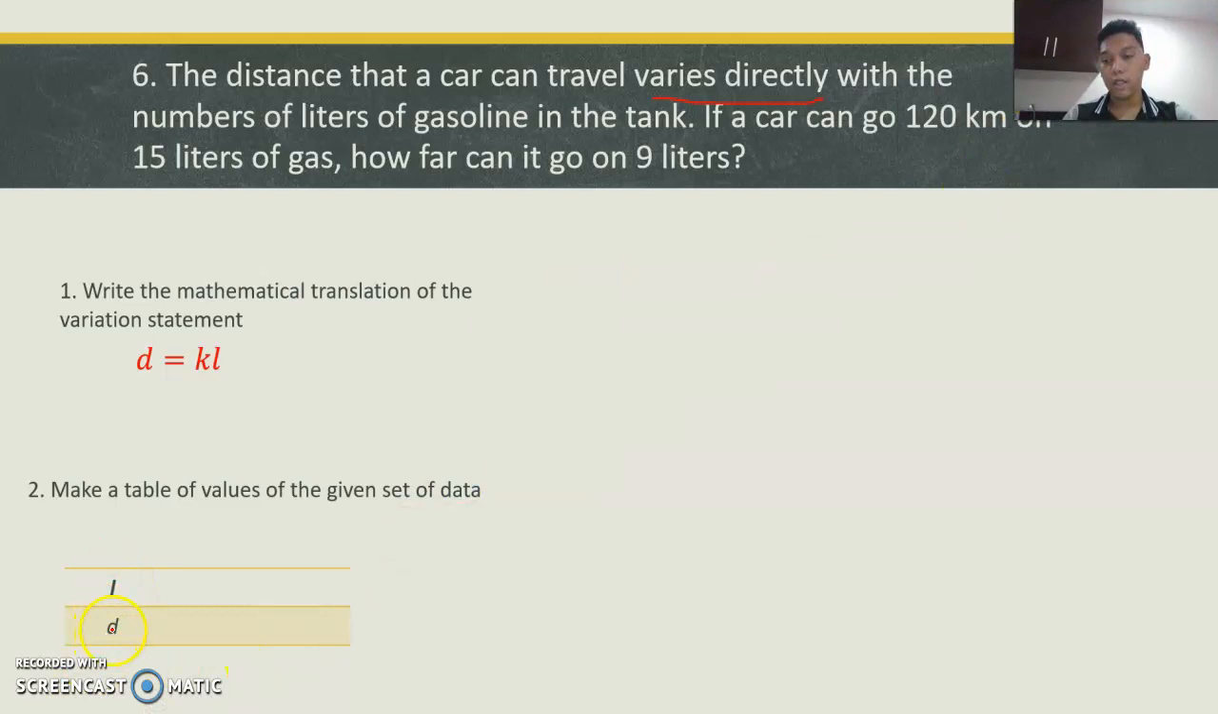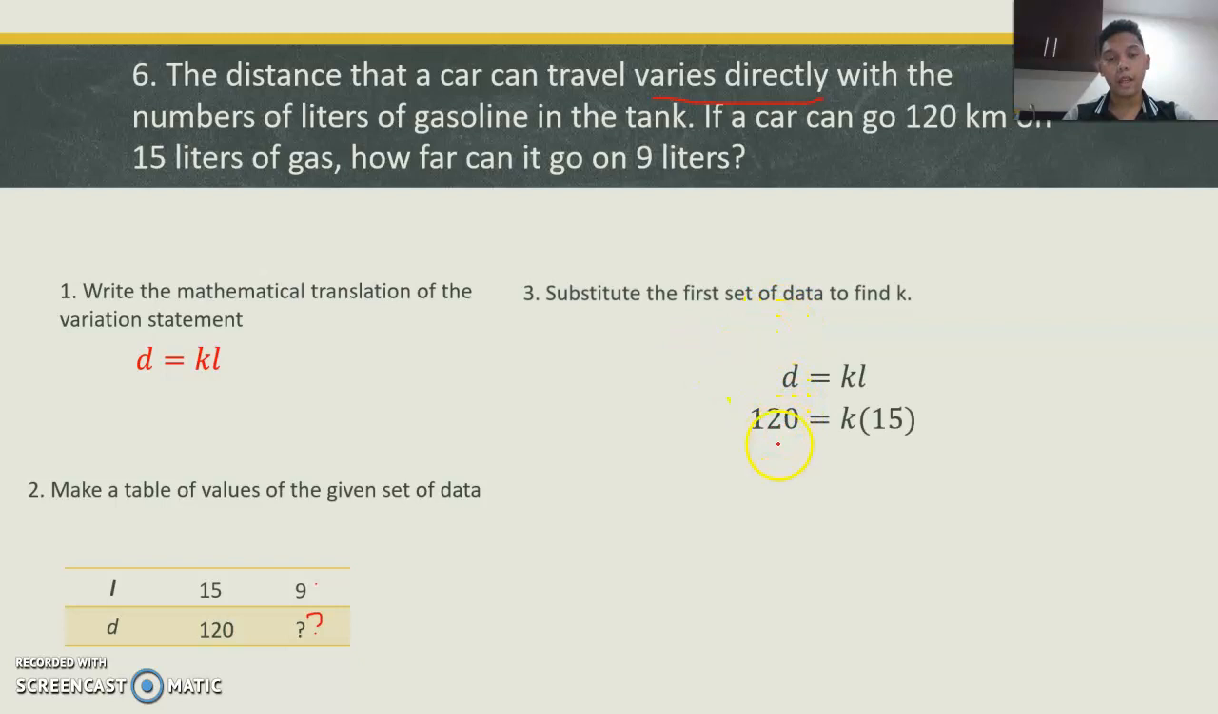So L, D, and then the first pair is 120 and 15. So 120 is the distance and 15 is the liters. And then the second part is how far, it's asking for the distance. This one is question mark, and this one is 9. So let's go for step 3. Substitute the first set of data to find k. There, we replace the first set of data. Then we solve for k.